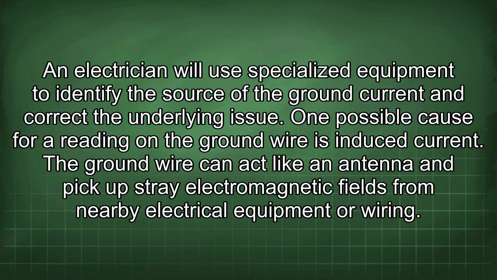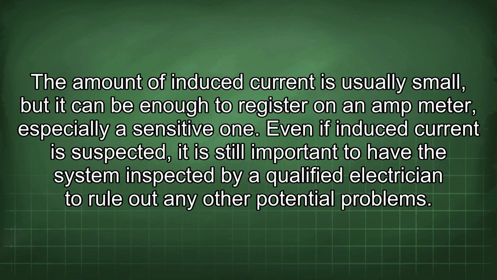One possible cause for a reading on the ground wire is induced current. The ground wire can act like an antenna and pick up stray electromagnetic fields from nearby electrical equipment or wiring. The amount of induced current is usually small, but it can be enough to register on an amp meter, especially a sensitive one. Even if induced current is suspected, it is still important to have the system inspected by a qualified electrician to rule out any other potential problems.